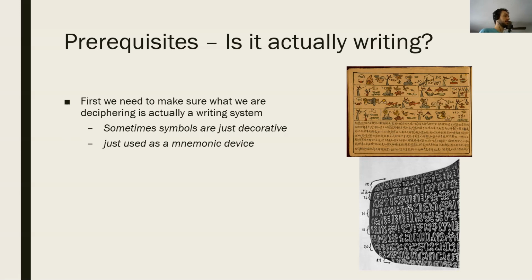Also, there are symbol systems which can be used as mnemonic devices. The picture in the top right here is an example of Nashi pictograms. This isn't a writing system, but a set of pictures used as a mnemonic device. The pictures generally represent a story that is to be memorized, but it's not really a writing system in the way that we've defined it. It doesn't represent language information. So a Nashi pictogram isn't something that can be deciphered.